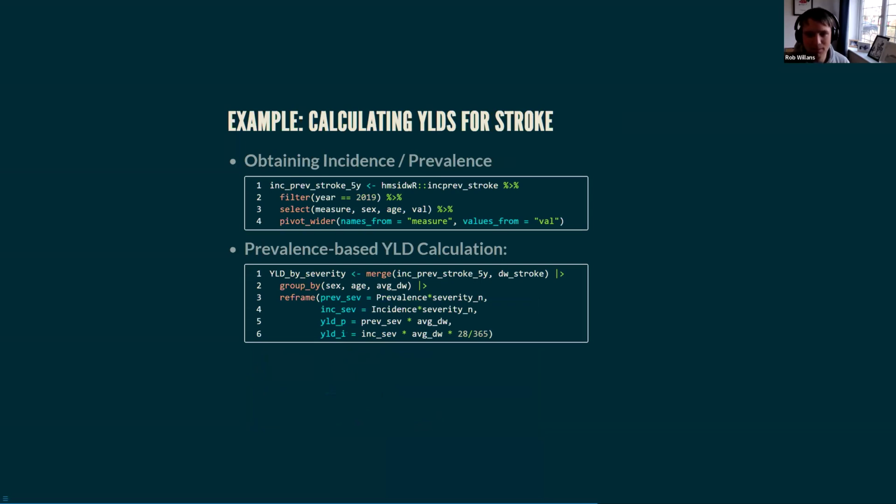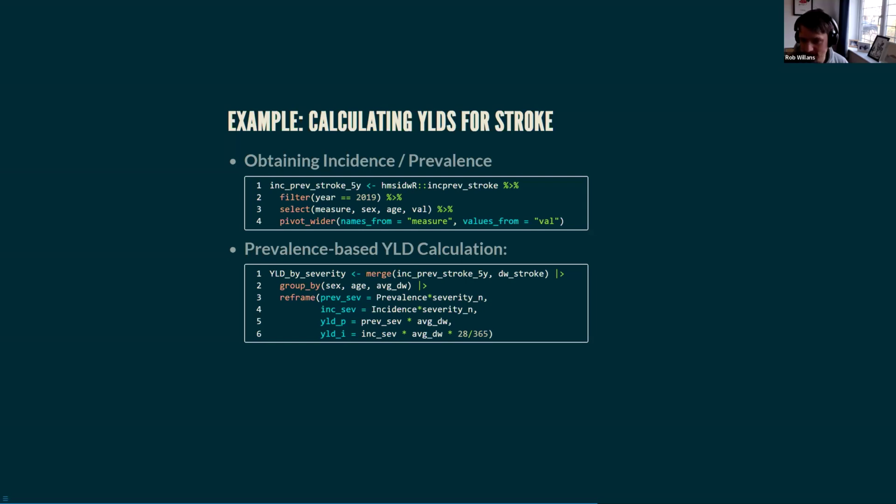And then I've got this slide which walks through the final calculation to give us our years lived with disability. There is a prevalence-based formula which assigns YLDs based on the distribution that we've assumed. We calculate this by multiplying prevalence or incidence data that's found in the package by severity underscore n, which is our assumed distribution of the various stroke severities, and then multiply that result by the average disability weight to get the years lost.